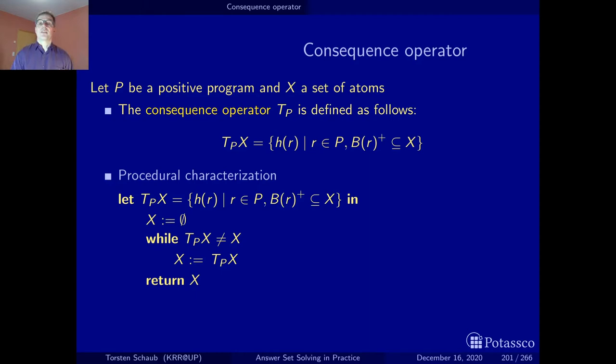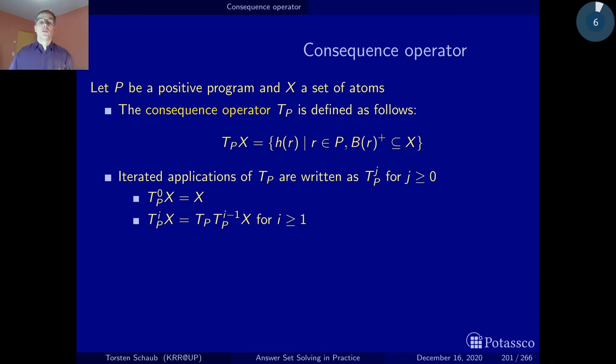Now let's make this precise in a mathematical way. Capturing this computation boils down to two things. First, we have to fix the initialization, and second, we have to characterize the iterated application of the TP operator on the result of the previous iteration. Actually, this can be mapped more or less one-to-one to a mathematical characterization as follows. So we simply denote iterated applications of the TP operator by adding here the subscript J.